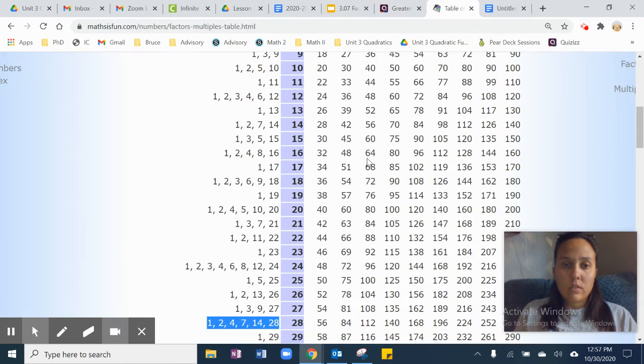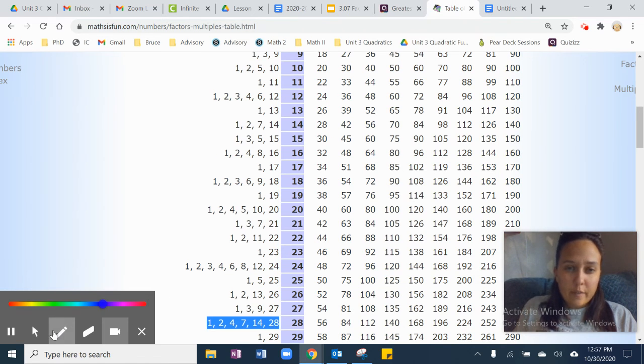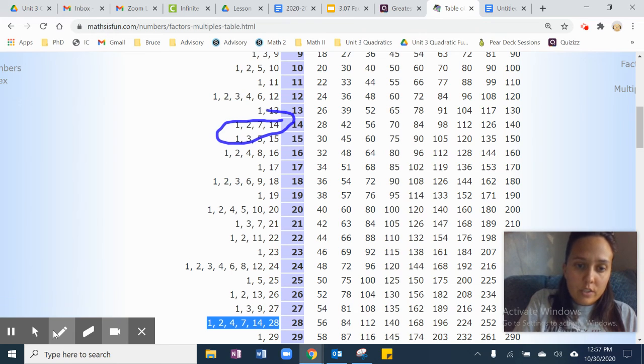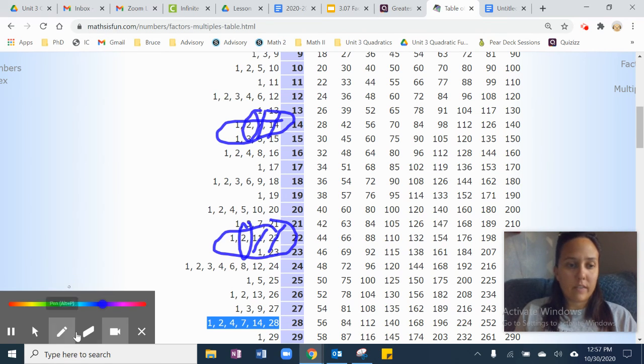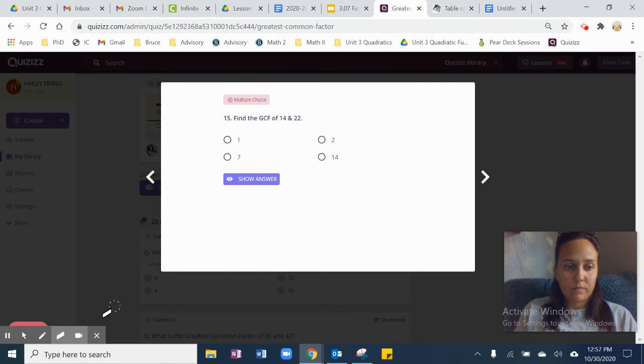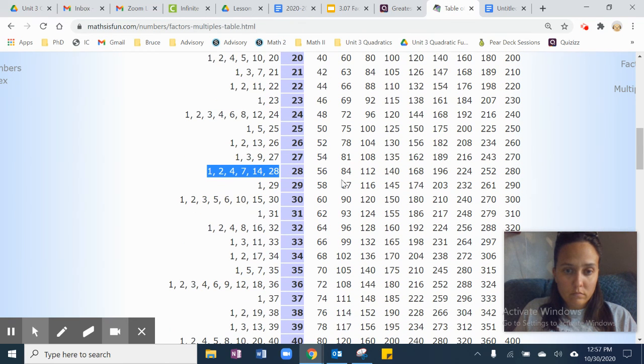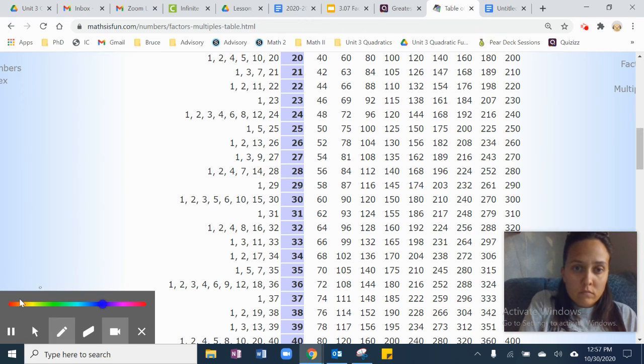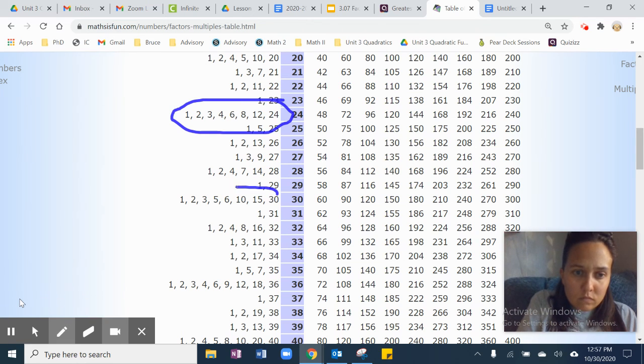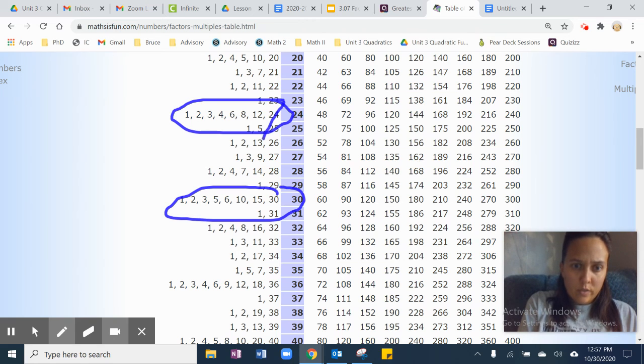14 and 22. So if we go over here again, 14, 22. So obviously not 22 or 11 or 14 or 7. So 2 is the first biggest number they have in common. 24 and 30. Not 24, not 30, not 15, not 12, not 10, not 8, but they do have 6 in common.